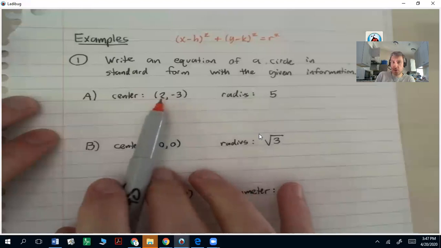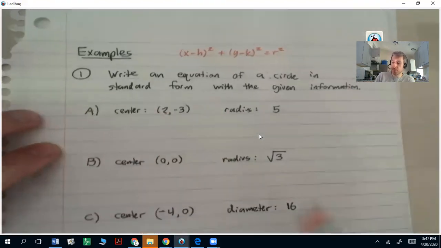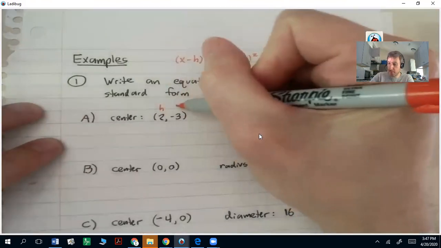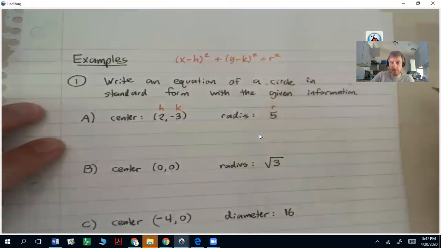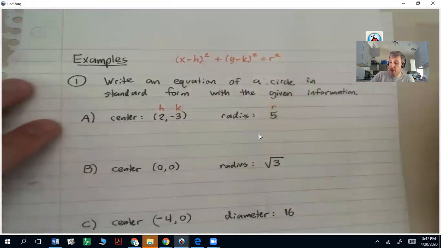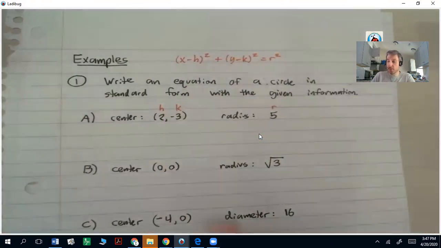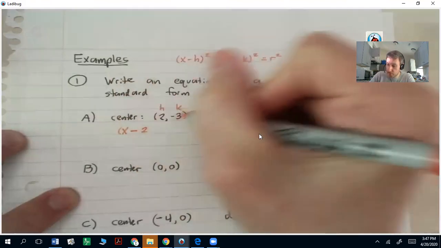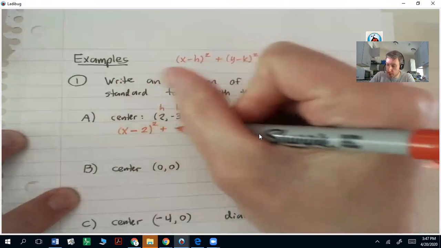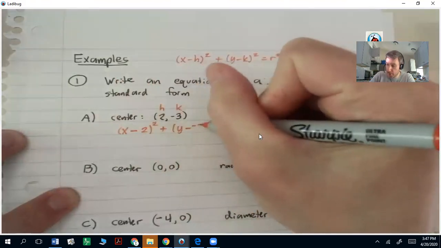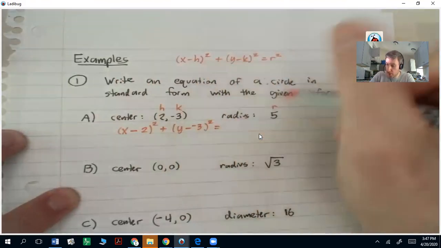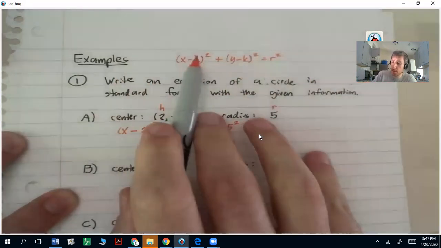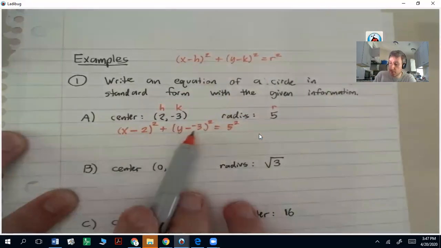So let's say your center is 2, -3, and your radius is 5. Well, if I'm plugging in 2 and -3, that's going to be your h and k, and the radius, that 5, is going to be r. Then I'm going to go back to that equation. I'm going to write x minus 2 squared plus y minus -3 squared equals 5 squared. So I'm not changing, I'm just basically using the formula, and the minuses are going to stay put for now.